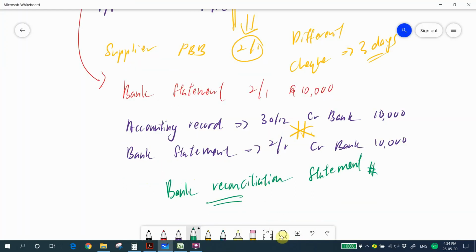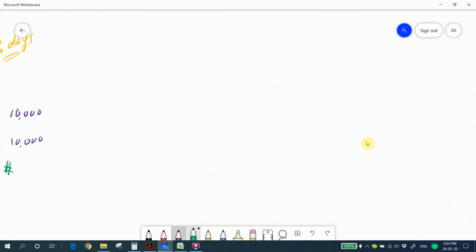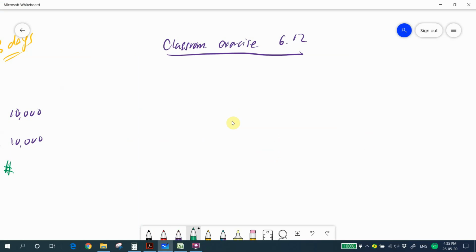So let's have a look. This is classroom exercise 6.12. The first one, fire insurance 3,690 has been recorded as 3,960 in your general ledger. So we can draw a simple fire insurance account. So this is the fire insurance account.